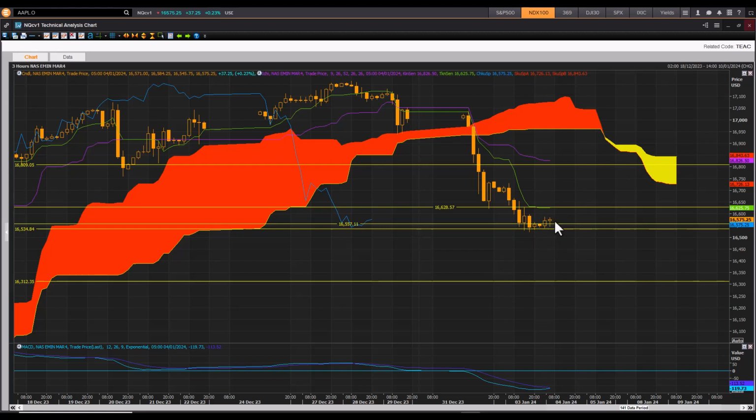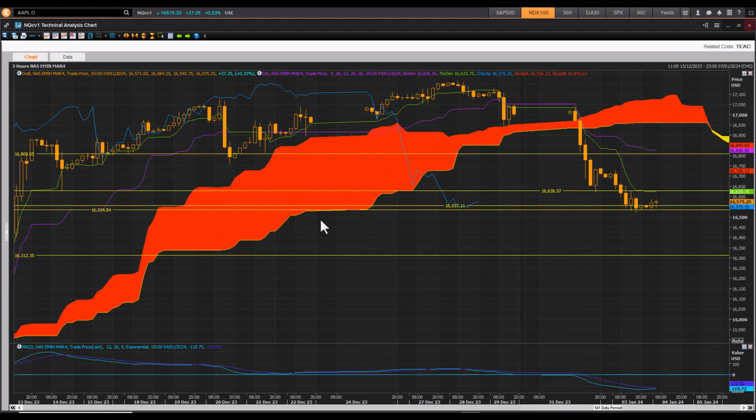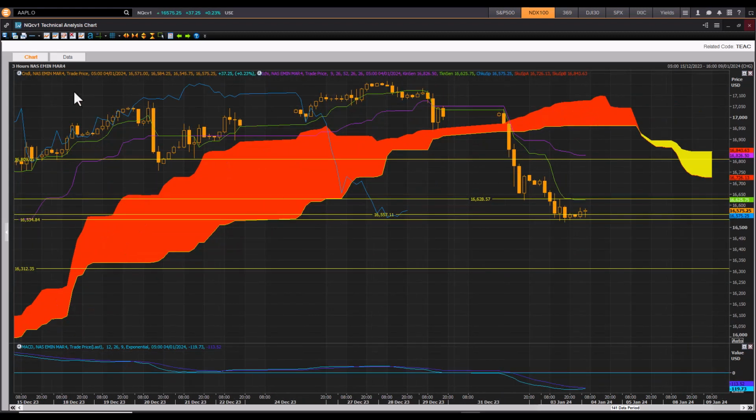And that will only play out if support comes in at this zone. And we can see the lagging line also finding support at this level, and this is a significant support zone on the 3-hour Ichimoku cloud. So keep an eye on the 3-hour time frame.